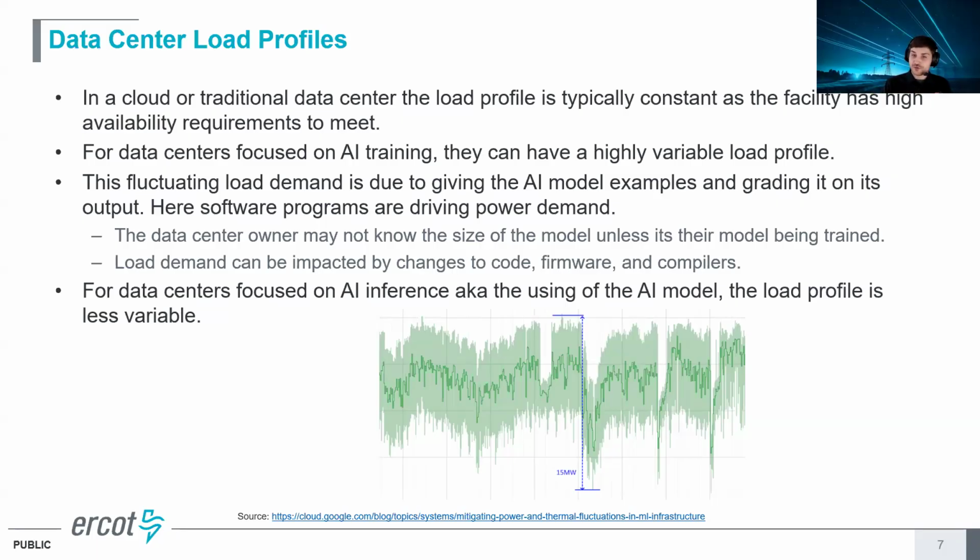And for data centers that are focused on AI inference, which is the using of the model compared to training, the load profile is typically a little less variable than training, but it's probably a bit more variable than your traditional data center. This is an image from Google, showing a 15 megawatt peak-to-peak variation in their load while training an AI model.